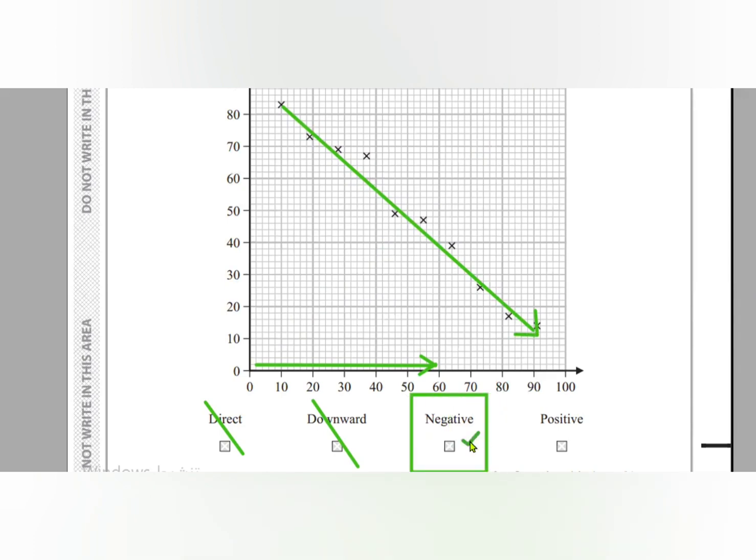And this is the idea of this question. So you have to focus on the points. Start from the 0. If the points are pointing downwards, it means it's a negative correlation. If they are pointing upwards, it means it's a positive correlation. And that's the idea of this question. Now, let's move on to the next question.